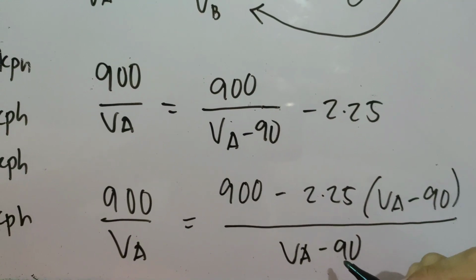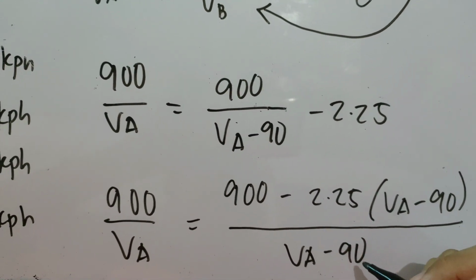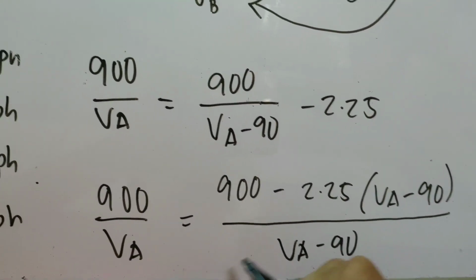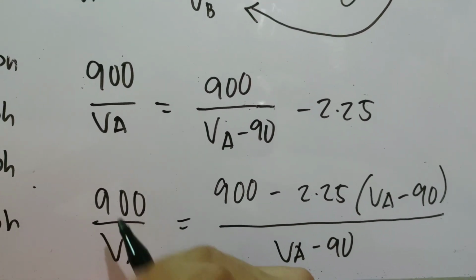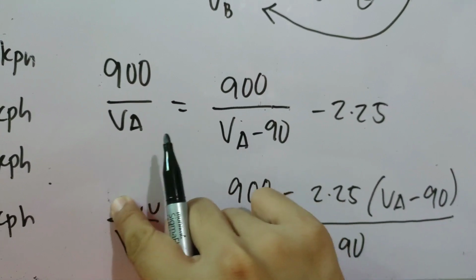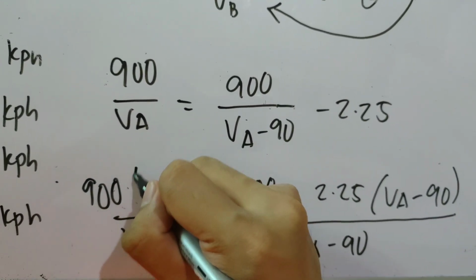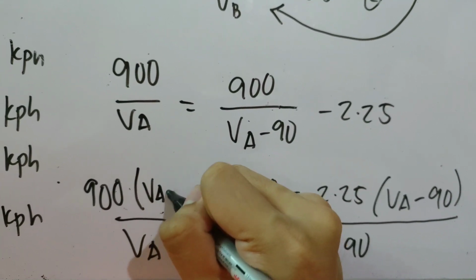Tapos ito, i-cross multiply natin. Yung VA minus 90, lagay natin dito. Tapos yung VA, lagay natin dito. So ito, magiging 900 times VA minus 90 na to. I-trace natin. So, 900 times VA minus 90.